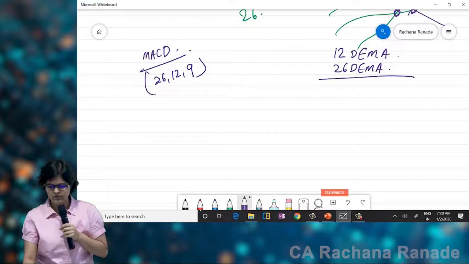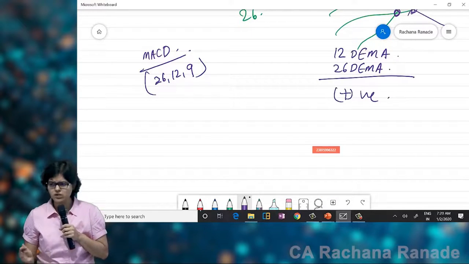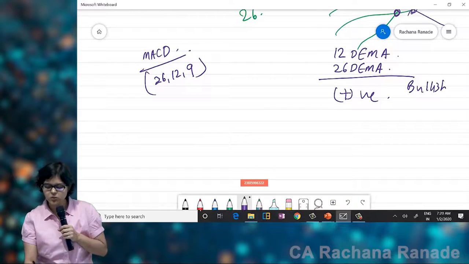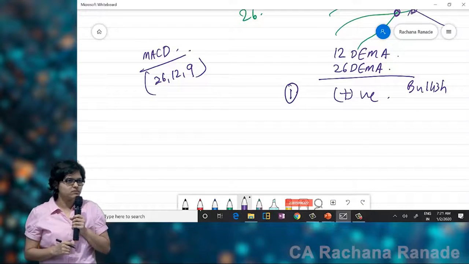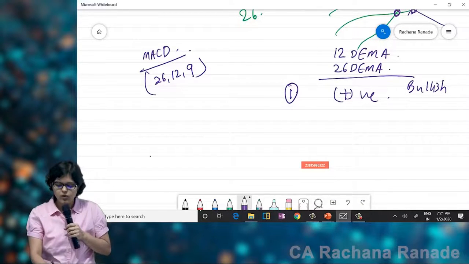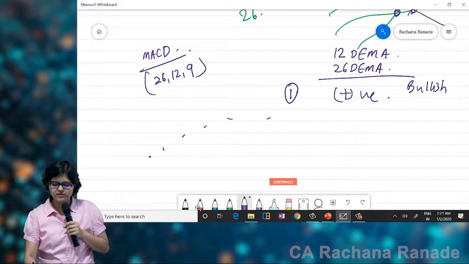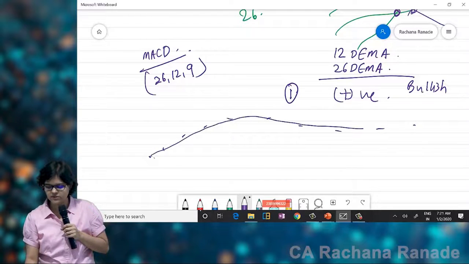Okay. If this is positive, it's bullish. Not a buy directly. It's a bullish trend. This is one such observation. This is one point on the MACD line. We'll go on plotting this every day. So 1, 2, 3, 4, 5, 6, 7, 8, 9. Let us say we got 9 points, and we have drawn this MACD line.